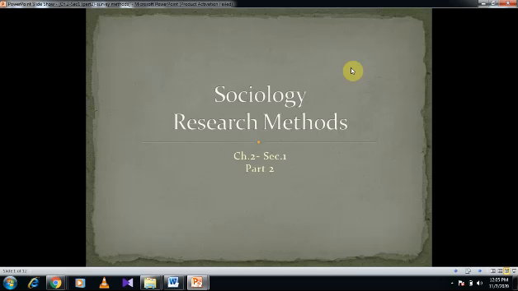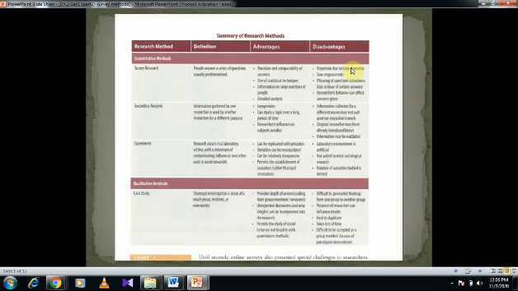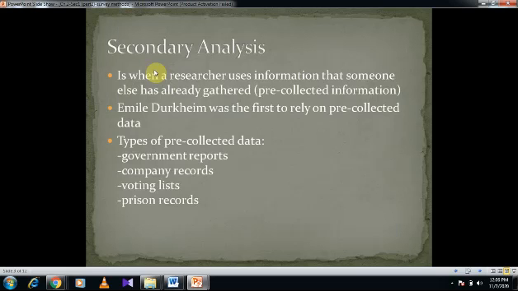Of our lesson, Chapter 2, Section 1, Research Methods. Previously, we discussed the types of info, qualitative and quantitative information, and we talked about the first quantitative method, which is the survey research. Today, we will discuss the secondary analysis, which is the second type of the quantitative methods.